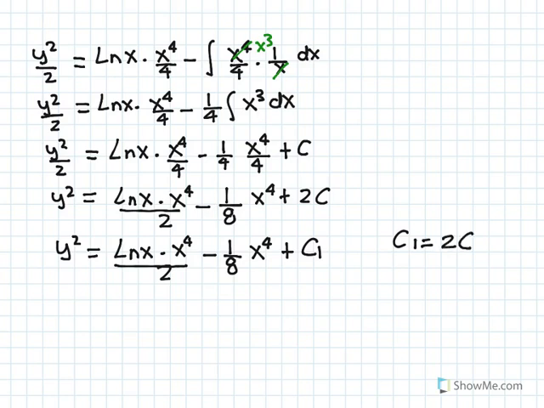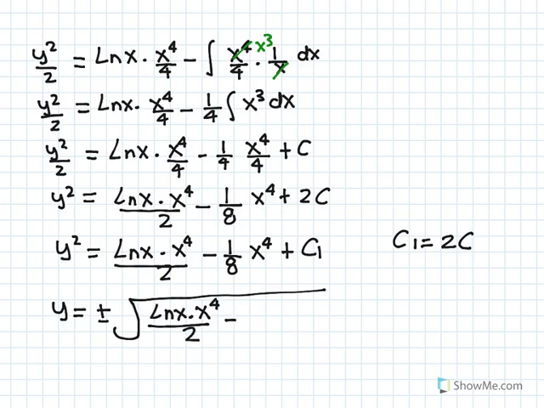Now let's square root both sides and solve for y. So we get y is equal to plus or minus the square root of log x times x to the 4th divided by 2 minus 1 over 8 x to the 4th plus c1.